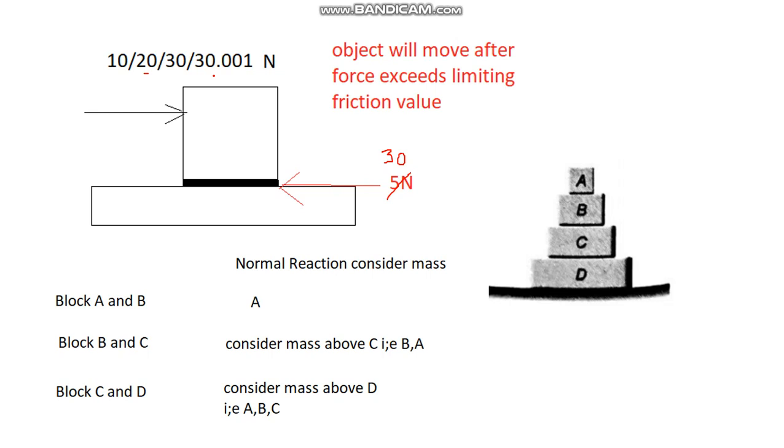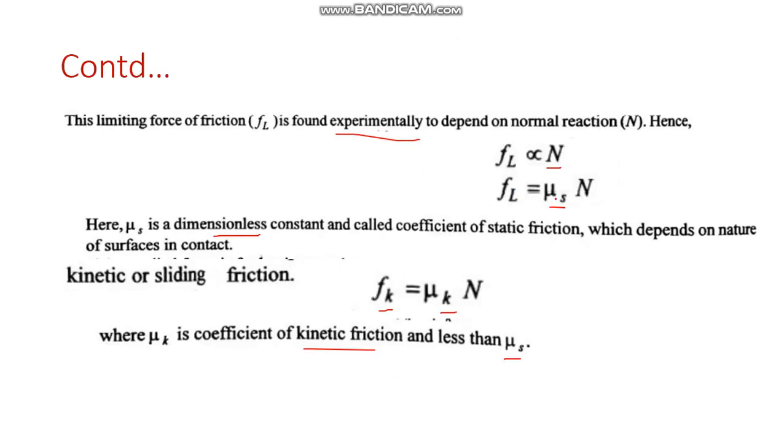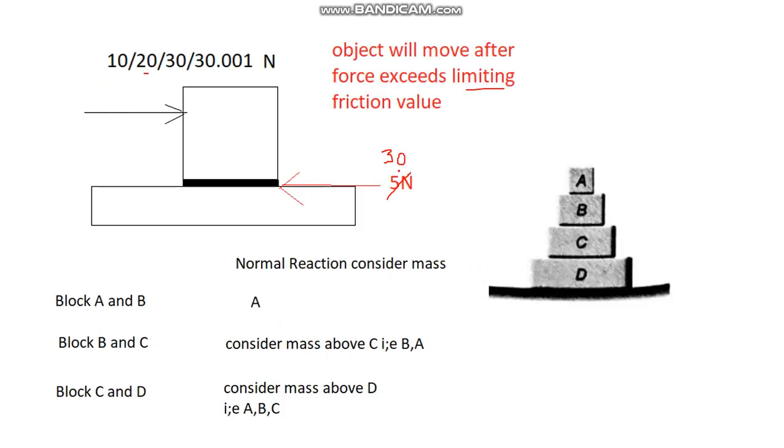Slightly it started to move. So 30 Newton is the maximum force. That force is the limiting friction value. Now this limiting friction value depends upon the normal reaction. It depends upon the surface. It depends upon the mu value. So in the previous slide, what you have written here, that F is equal to mu s into N, this value I am talking about now. It is 30 in this particular case.